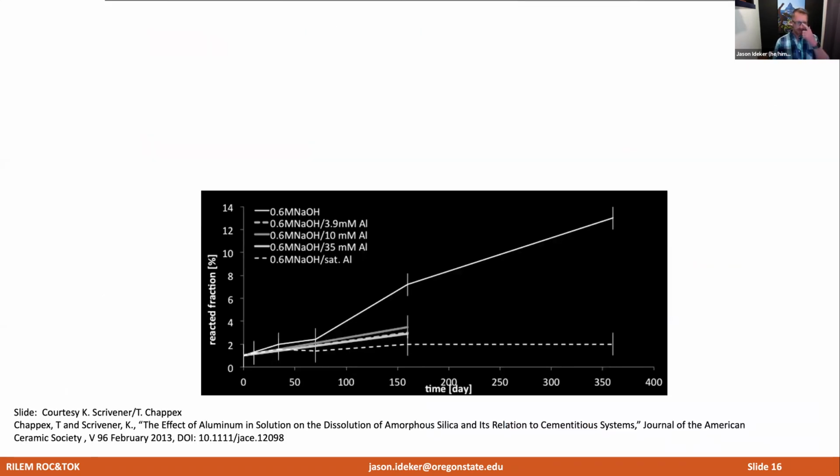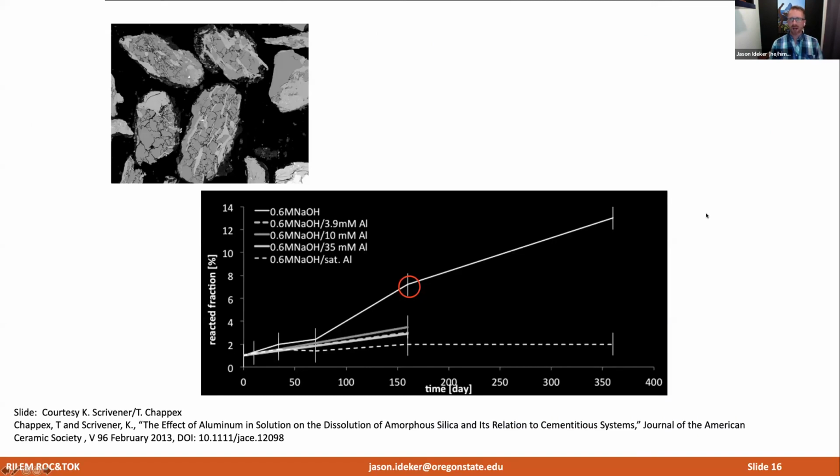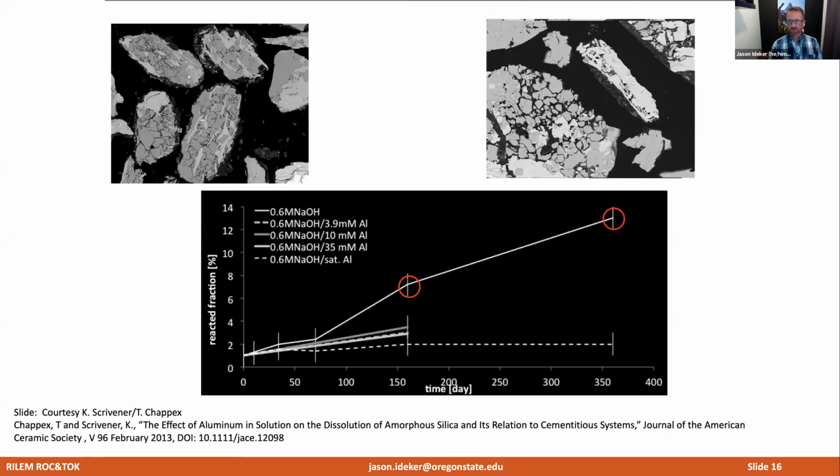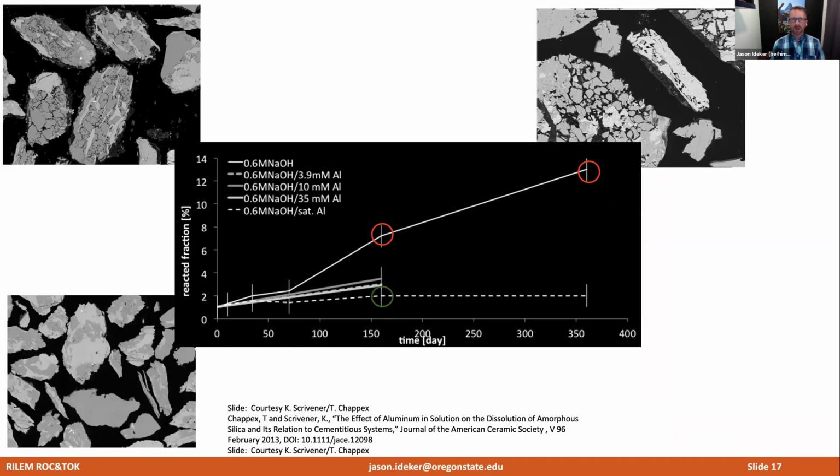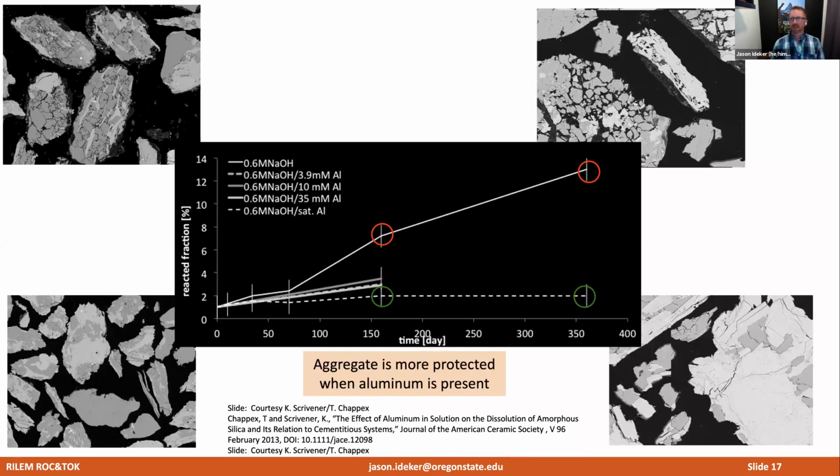So some recent research that was done by Théo Chappex and Karen Scrivener really showed the importance of having alumina in the pore solution. And this figure shows the reacted fraction of aggregate on the y-axis, and it shows the time along the x-axis. And you can see there are 2 points here highlighted in red. And those show the reacted fraction of aggregate at those particular points. And what you can see is that when you have no alumina present, you can see a lot of damage in the aggregate, a lot of dissolution from that silica. But once you have a sufficient amount of alumina in the pore solution, what you can see is that you really protect the aggregate. So having that alumina present is really helping to prevent dissolution of silica in the aggregates.